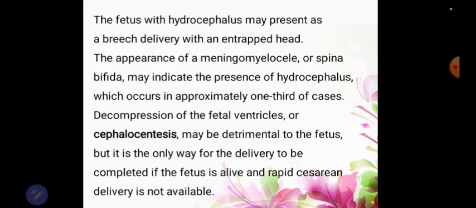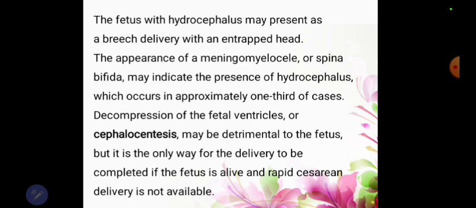A fetus with hydrocephalus may present as breech delivery with an entrapped head. Hydrocephalus has a large head circumference, one of the risk factors of breech presentation. If not discovered antenatally and presented with head entrapment, it can be suspected by the appearance of meningeal or spina bifida lesions, which may indicate hydrocephalus, occurring in approximately 1/3 of cases. Decompression of the fetal ventricles or cephalocentesis may be detrimental to the fetus, but is the only way for delivery to be completed if the fetus is alive and rapid cesarean section is not available.